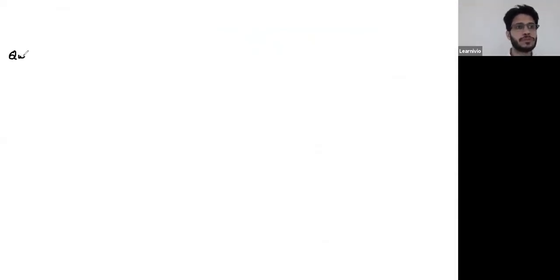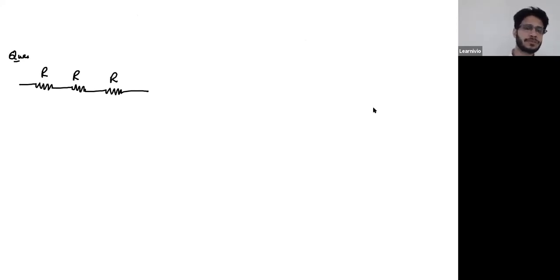There's one more question. How are these resistors connected? Three resistors. How are they connected? Series, parallel, or no combination? Series, so the answer would be R plus R plus R, 3R.